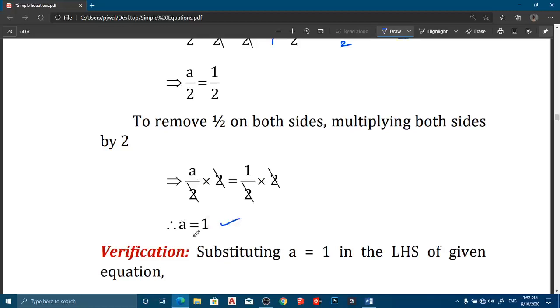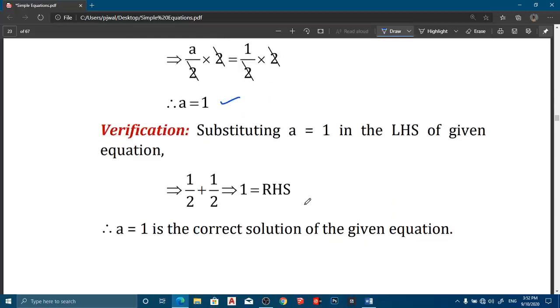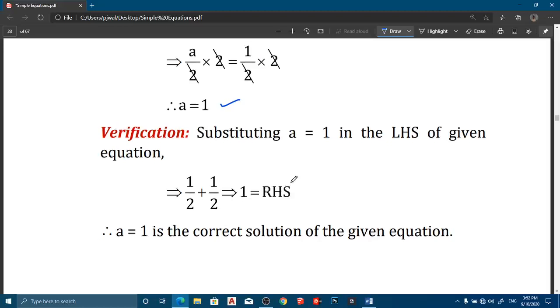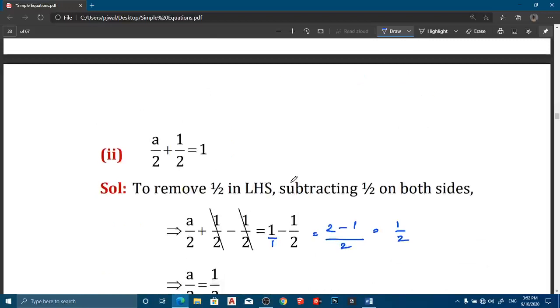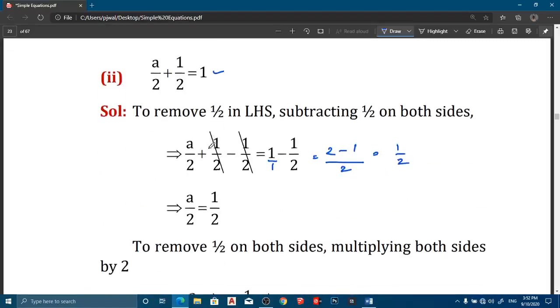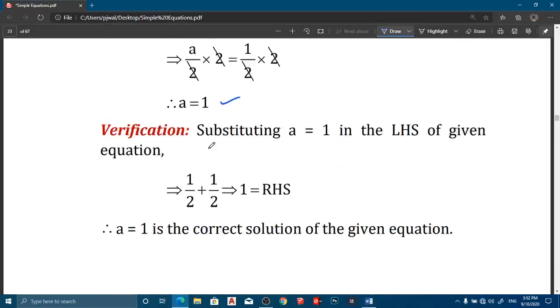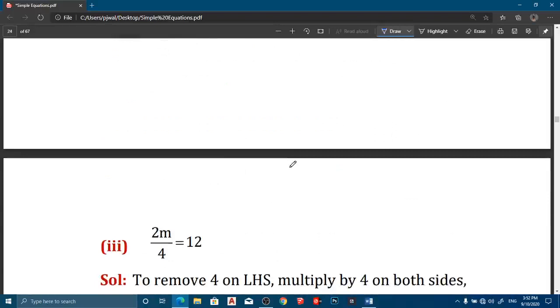Now you have to check whether a is equal to 1 is a solution of the given equation or not, by substituting it in the LHS of the given equation. So a by 2 plus 1 by 2. In place of a, I am writing 1 here. So 1 by 2 plus 1 by 2 is equivalent to 1, which is equal to the RHS. The RHS value is 1 only. Therefore, a is equal to 1 is the solution of the equation. That is the verification.